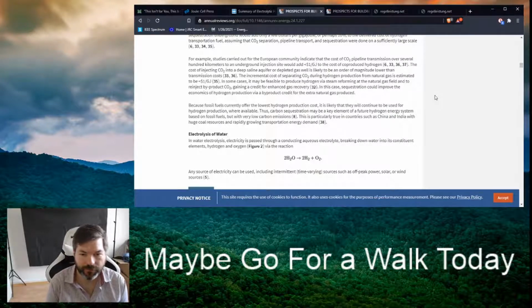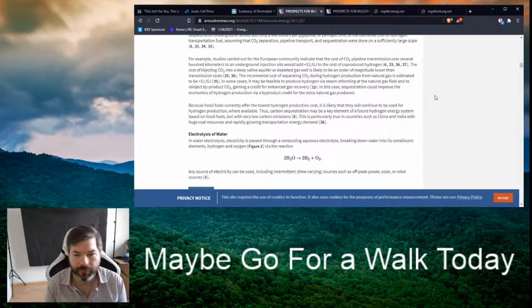Thus, carbon sequestration may be a key element of a future hydrogen energy system based on fossil fuels, but with very low carbon emissions. This is particularly true in countries such as China and India with huge coal resources and rapidly growing transportation energy demand.